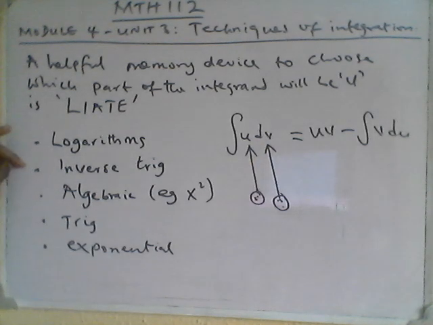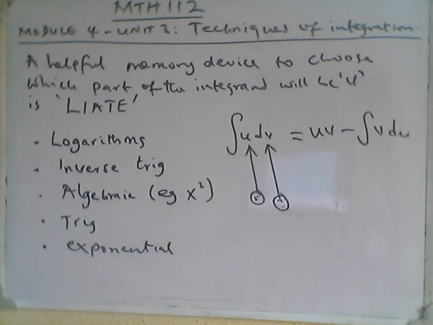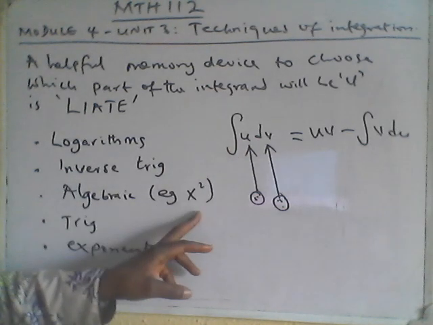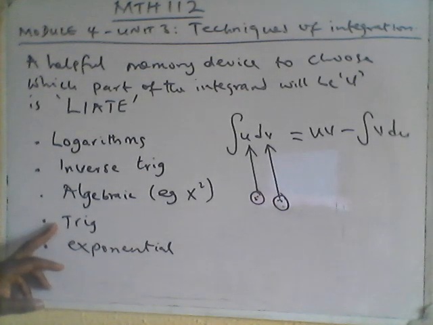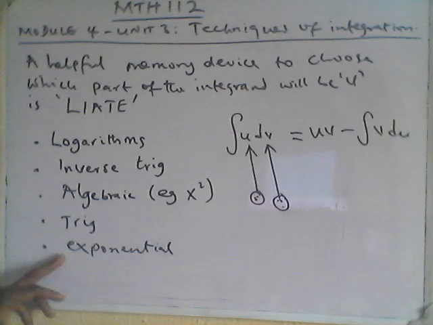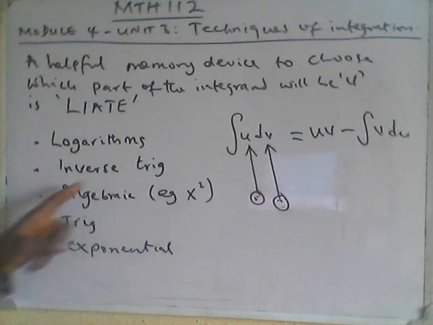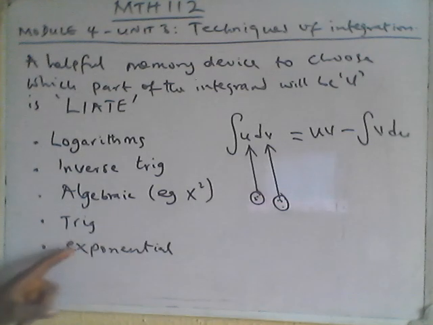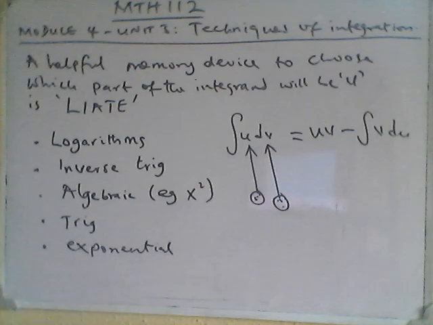If you don't have inverse trigonometry, the next one is algebraic, that is, powers of x, x squared, x cubed, and so on. So you choose u as the algebraic one, and every other thing will be dv. The next order of priority is trig, and finally exponential. So you look at it this way, LIATE: L for logarithm, I for inverse trigonometry, A for algebraic expression, T for trigonometry, and E for exponential.